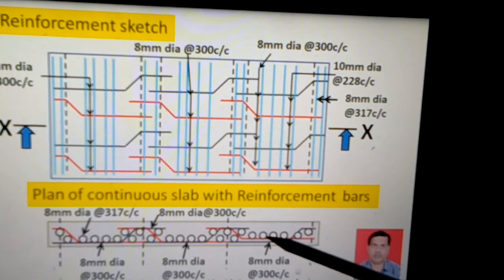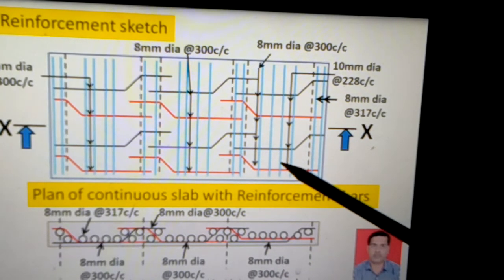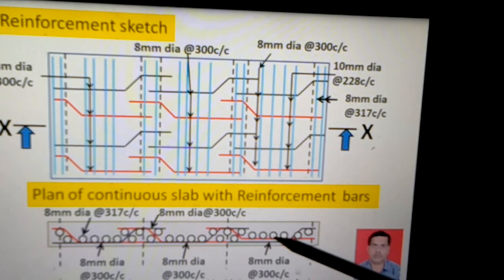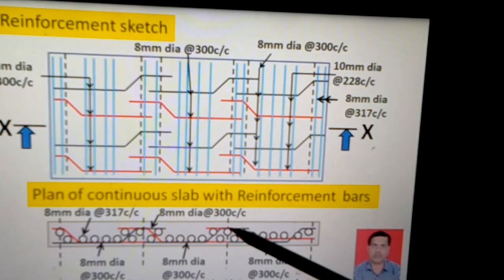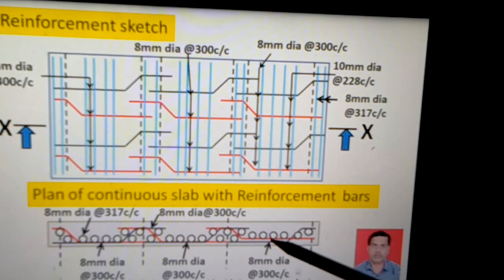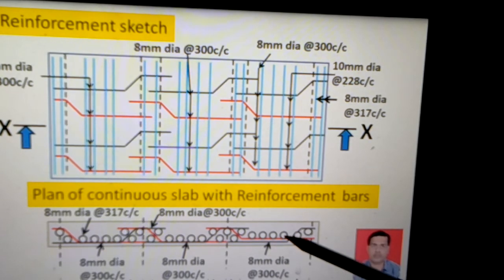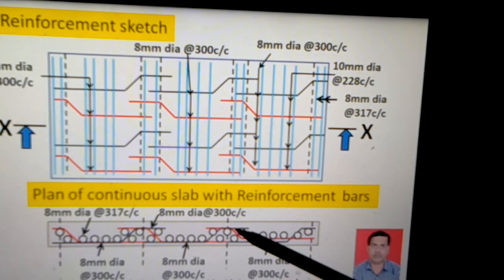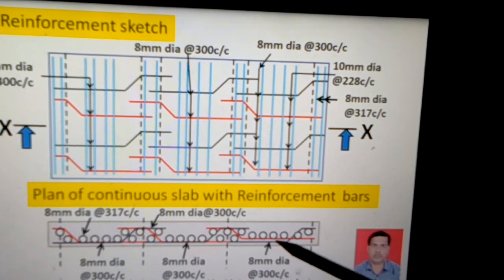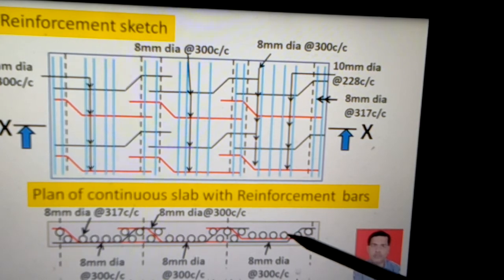Now the white circles are the distribution bars, which are shown here in the blue line. The blue line distribution steel, the white circles, is provided on the top of the lower main steel and below the upper main steel. So these main steels are the bars mainly responsible for taking the tensile stress, and the distribution steel bars are responsible for keeping the main bars in the proper position and protecting the slab against temperature and shrinkage stress during the concreting and hardening processes of the RCC.